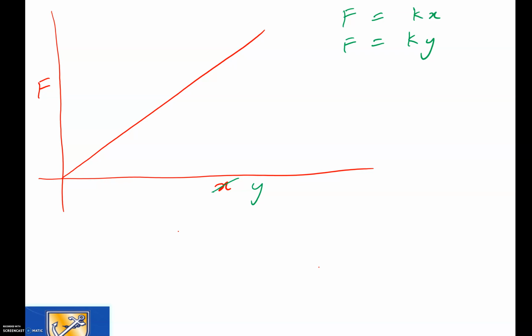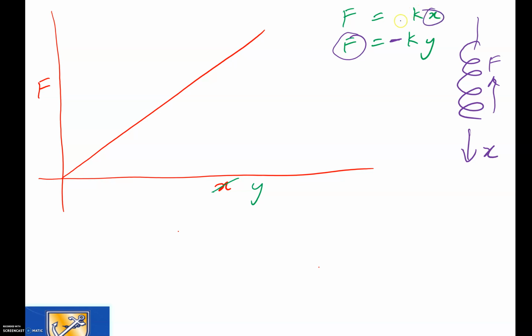Interestingly enough, often there is a negative put in there, because for a spring, if I displace it this way, extra length that way, the spring pulls back with a force this way. The force and the stretch, or the extra length, are always pointing opposite to each other. That's where you find that in year 13.